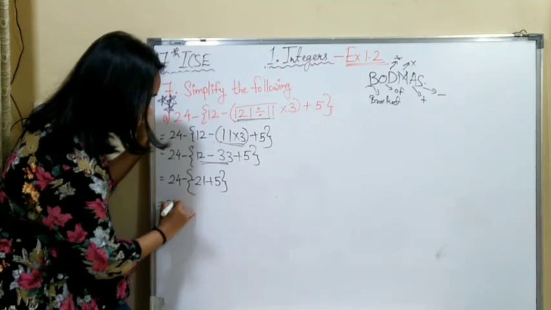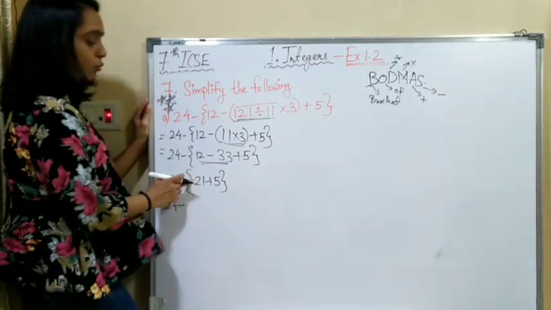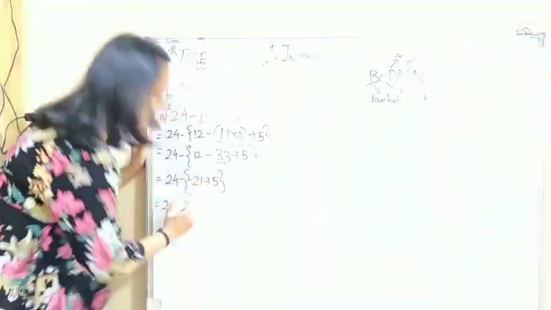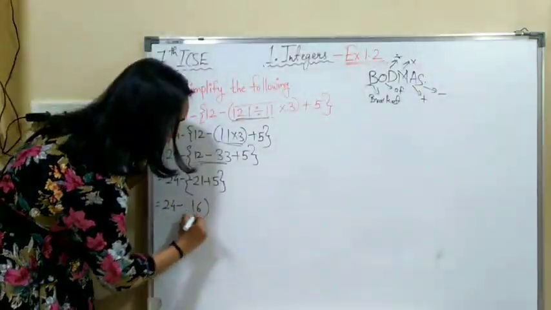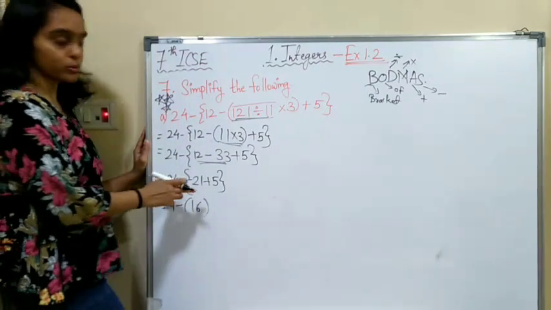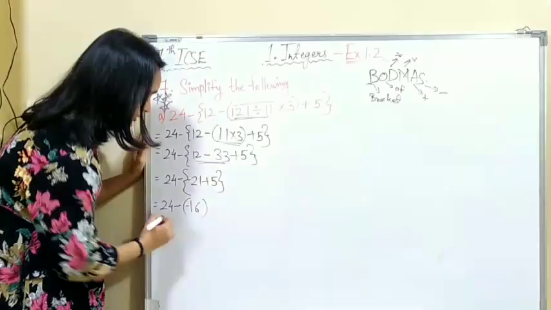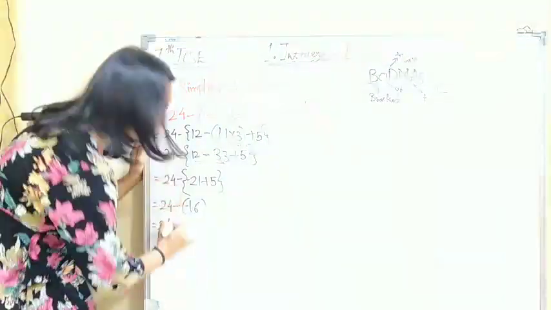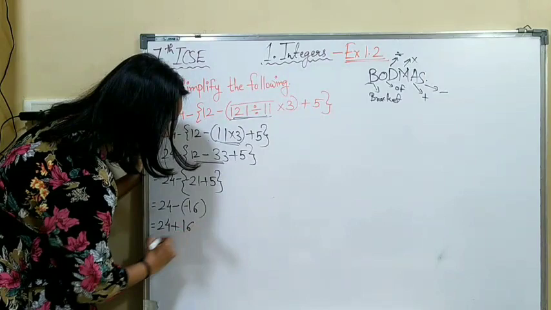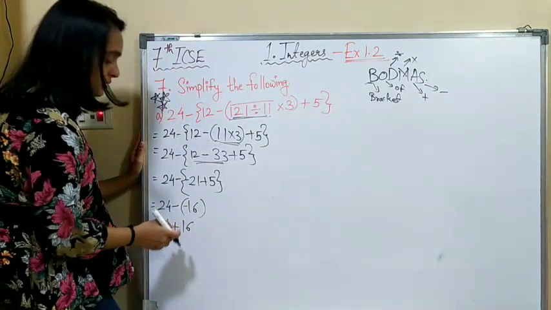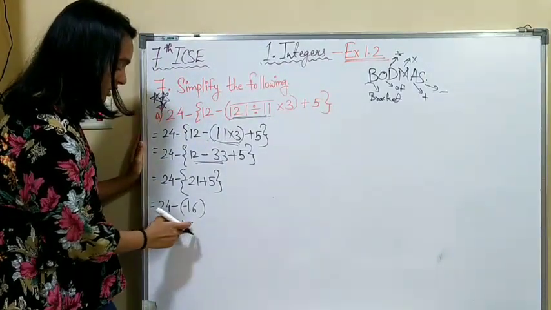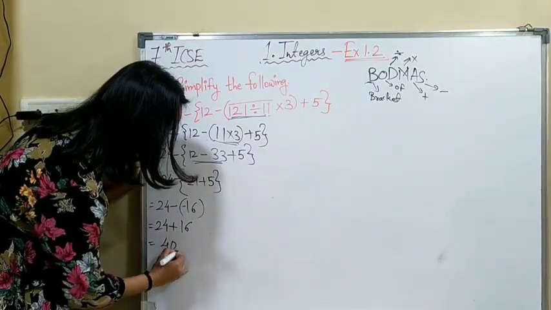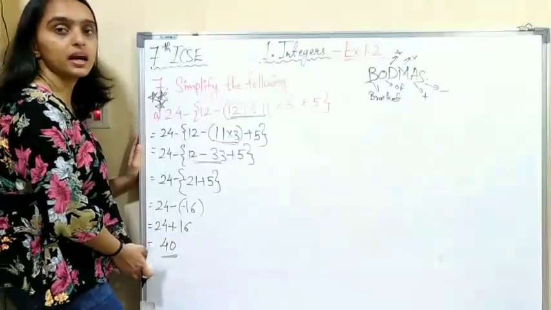Then you have 24 minus, now minus plus is minus, so 21 minus 5 will be 16, but with the sign of the greater number, so 21 is greater, so minus sign. Then you have 24 minus minus is plus, so plus 16. So you get 24 plus 16 will give you 40. So 40 is the answer.